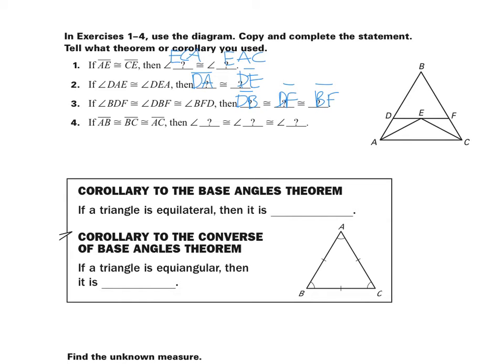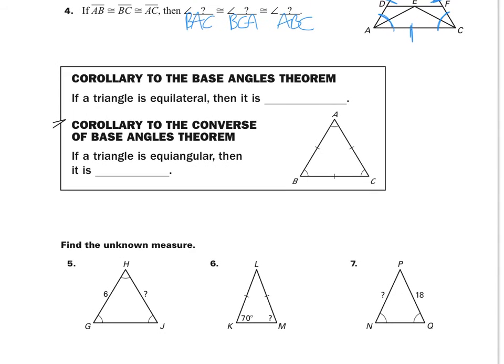Likewise, if I have the three congruent sides, then the angles are going to be congruent. So what do we have? AB, this is the large triangle, BC, AC. So the large angles, so we have angle BAC, BCA, and ABC. So that was jumping ahead a little bit.